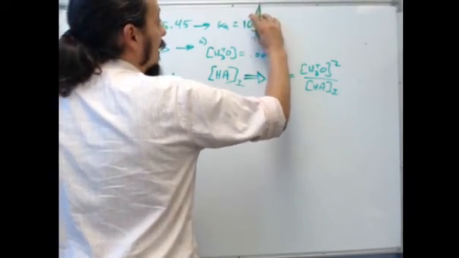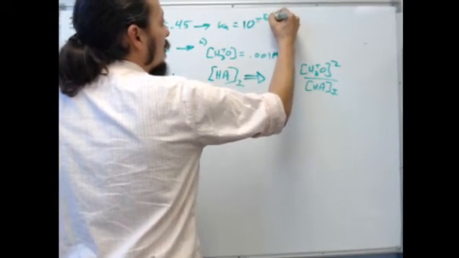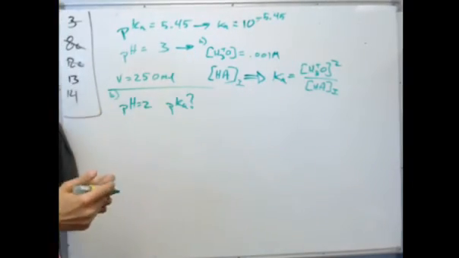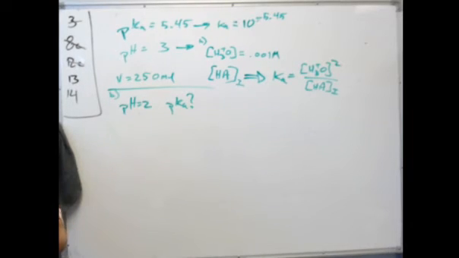10, don't forget your negative sign. 10 to the negative 5.45. And that should get us between the two.